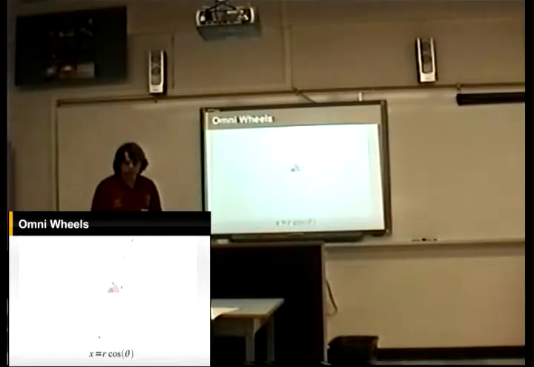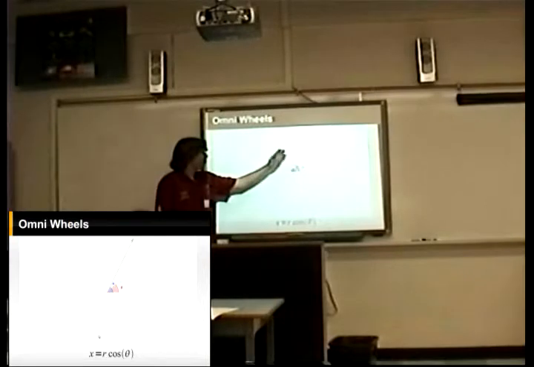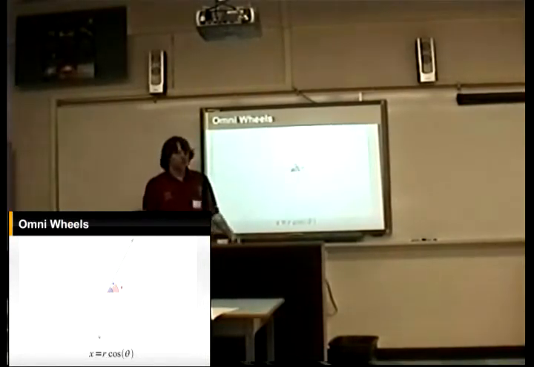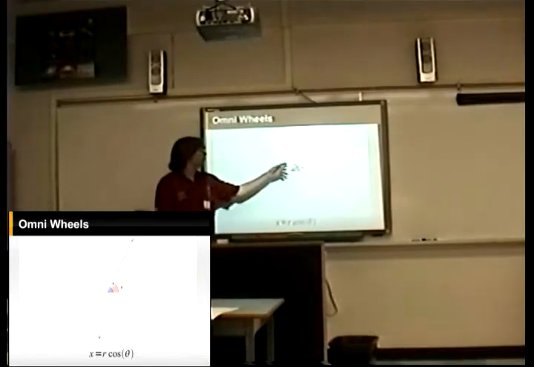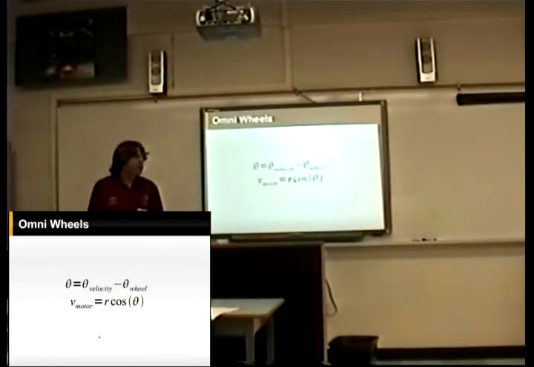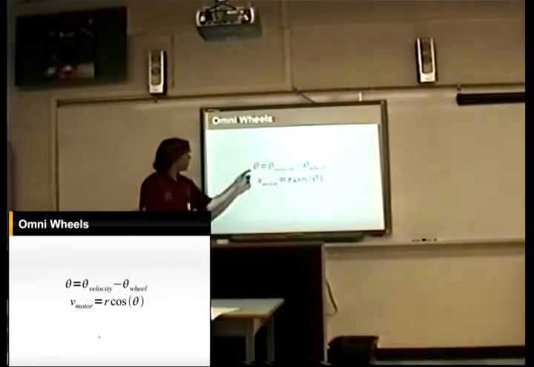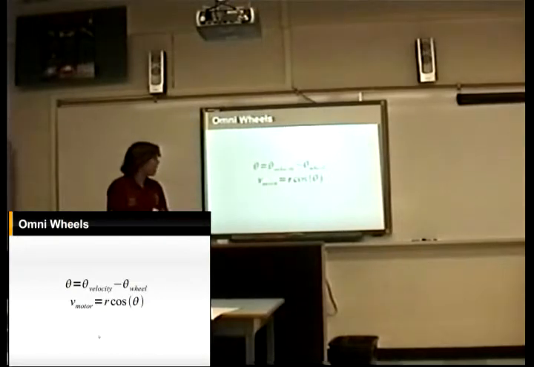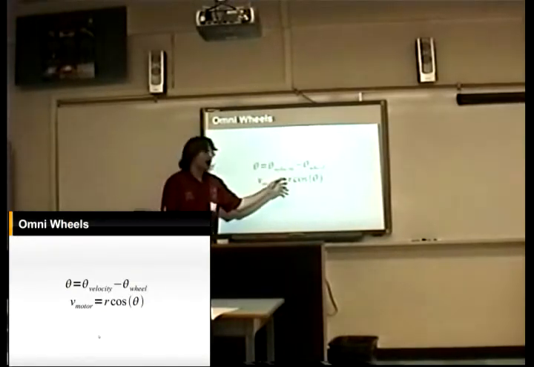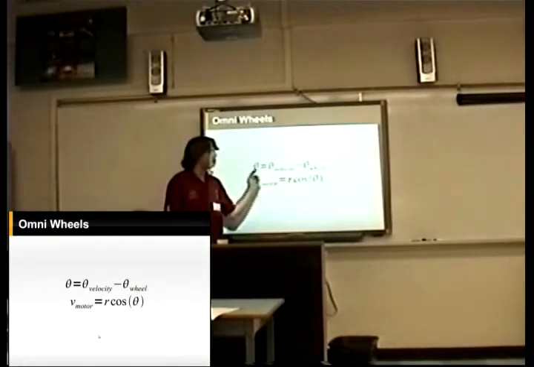What we need to do is find the angle of the vector and then find the angle that the wheel is oriented at. And then in this diagram, the angle theta would just be blue minus the red. And so mathematically, theta equals the angle of our velocity vector minus the angle our wheel is pointed at. And then the motor value is simply the magnitude of our velocity vector times the cosine of theta.